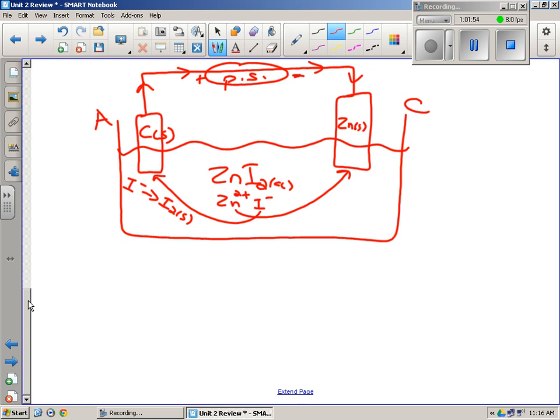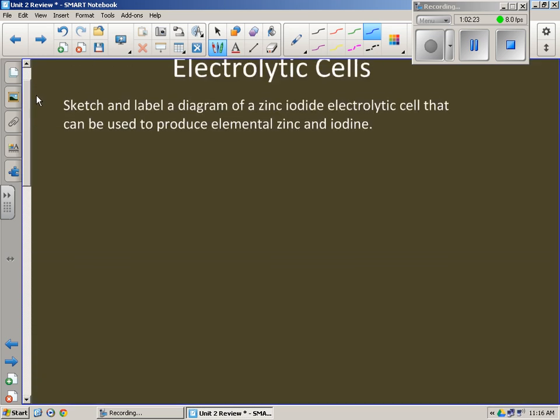It could also have two separate half reactions, where in one you have I minus turning into I2 solid, and the zinc 2 plus turning into zinc solid. Does it matter which one's higher up on the chart? With electrolytic cells, I'll tell you this: it's really going to come down to this stuff here, because that's going to tell you the things that you should be looking for.